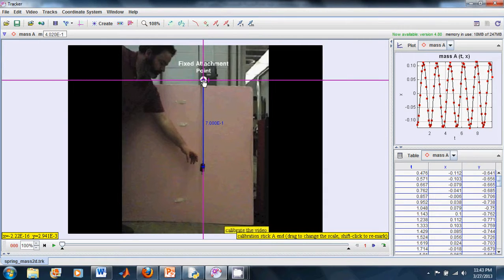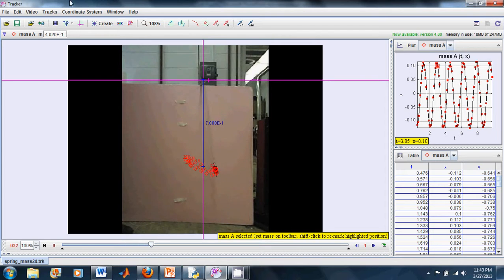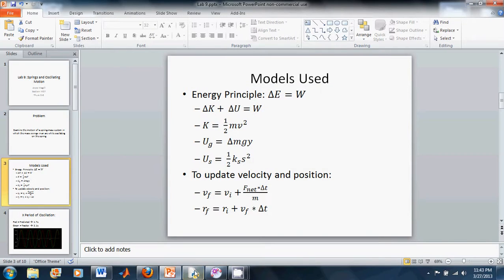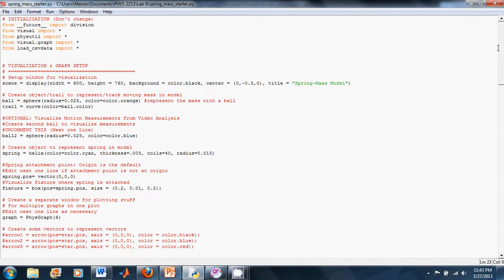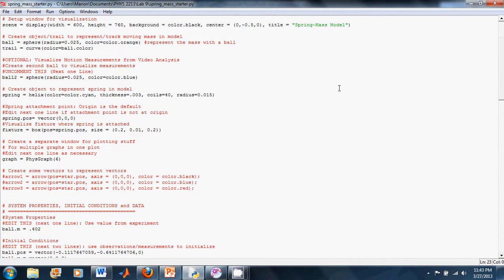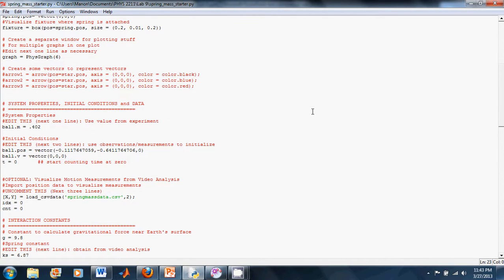So the first thing I did, of course, was open Tracker, and I set my origin at this fixed attachment point, and I set the calibration stick to 0.7 meters because that was what was given. I also set the mass of the object to 0.402 kilograms. I tracked the mass swinging on the spring, and I took this data and saved it in Excel, and then I used this VPython code to predict the position of the mass.